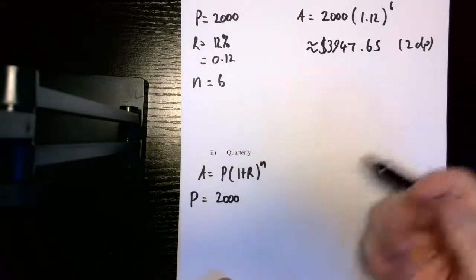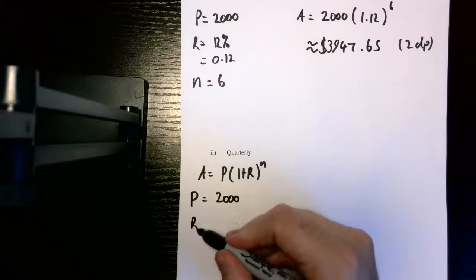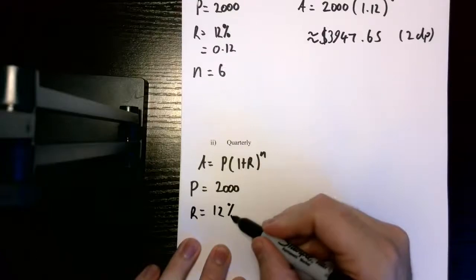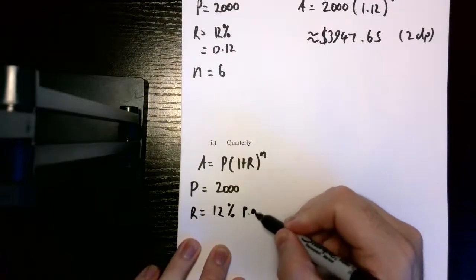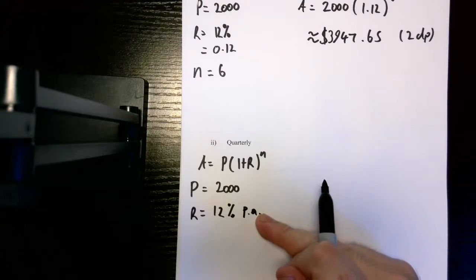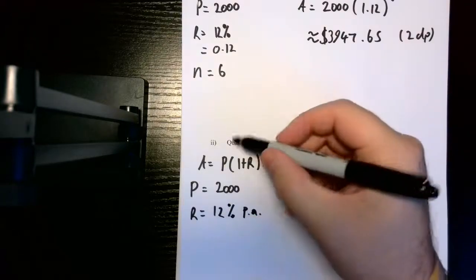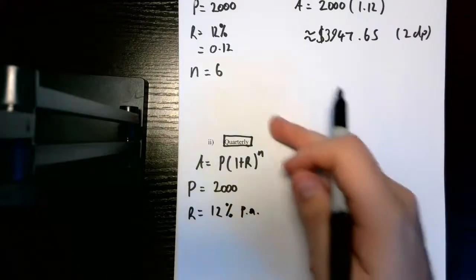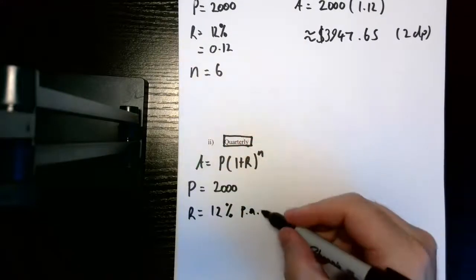What will begin to change, though, is our interest rate. Now, remember, our interest rate is 12% per annum. That means per year, but we're not actually calculating our interest rate across the whole year here. We're calculating it in 3-month blocks, and so we need to take our year and divide it by 4.